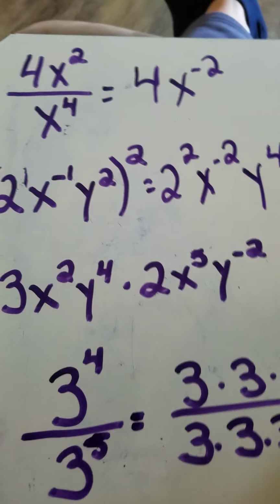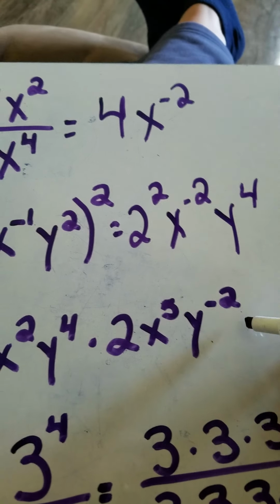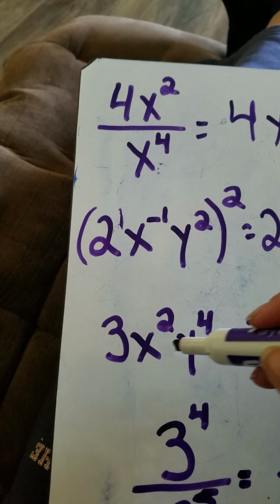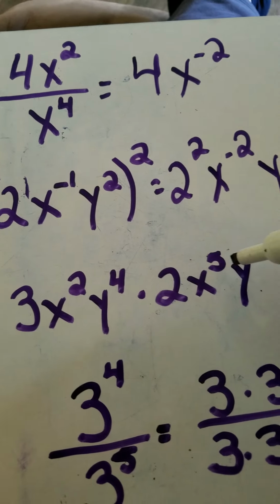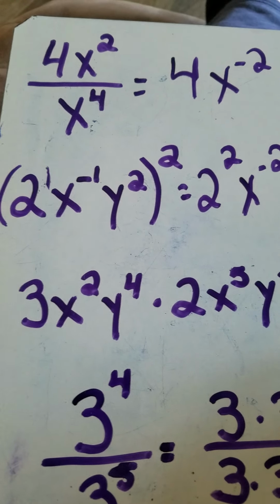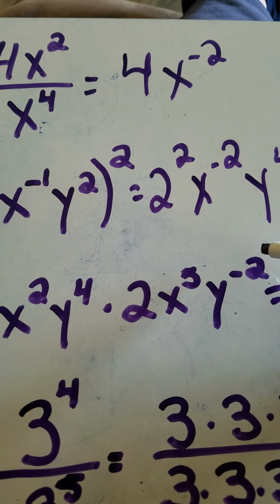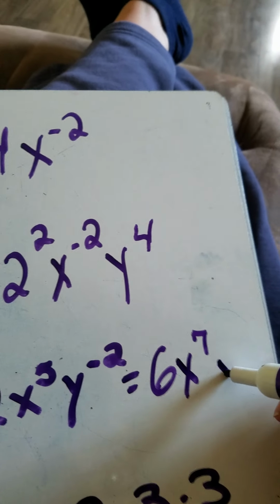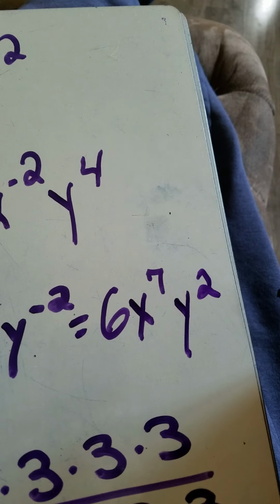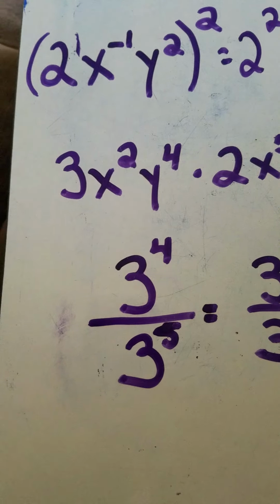This one right here, there's your addition when it's side by side like that. So first we multiply the whole numbers. 3 times 2 gives me the 6. My x squared times my x to the fifth, I add those, and it becomes x to the seventh. And then y to the fourth times y to the negative 2, I add those, and it becomes y to the second.